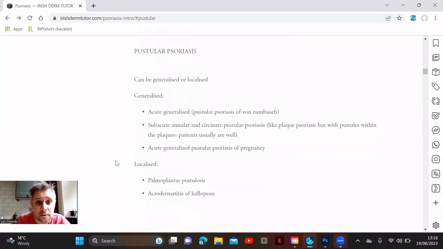So we'll move on now to pustular psoriasis. Now, this can be generalized or it can be localized. If we break up generalized variants, the one probably most known is acute generalized, which used to be called pustular psoriasis of von Zumbusch. You can get something called subacute annular and circinate pustular psoriasis, where it's like plaque psoriasis, but you can get little pustules within the plaques, but usually the patient is generally well. And then you can get acute generalized pustular psoriasis of pregnancy, which is similar to acute generalized pustular psoriasis, but occurring in a pregnant person.